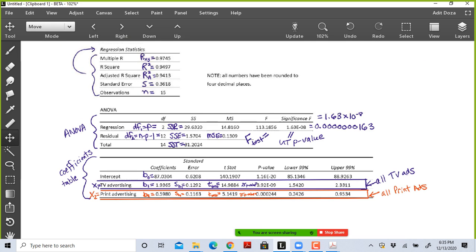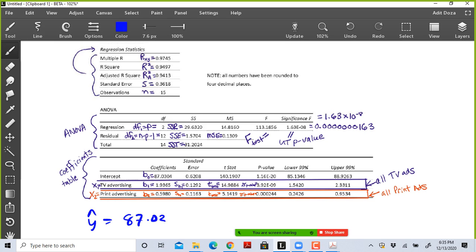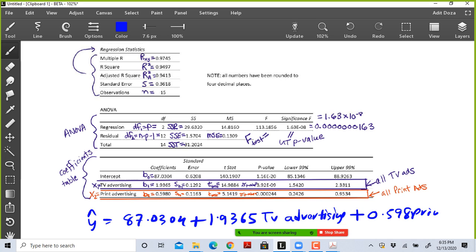Okay, so if I say plot the estimated regression, so y hat, I know beta 0 is 8.70304 plus beta 1, which is 1.9365, and the x variable name is TV advertising, so you have to put TV advertising, plus beta 2, which is 0.598, and the x2 variable name is print advertising. And in an estimated regression, we don't have the error term, right? So you don't need to put the error term there.